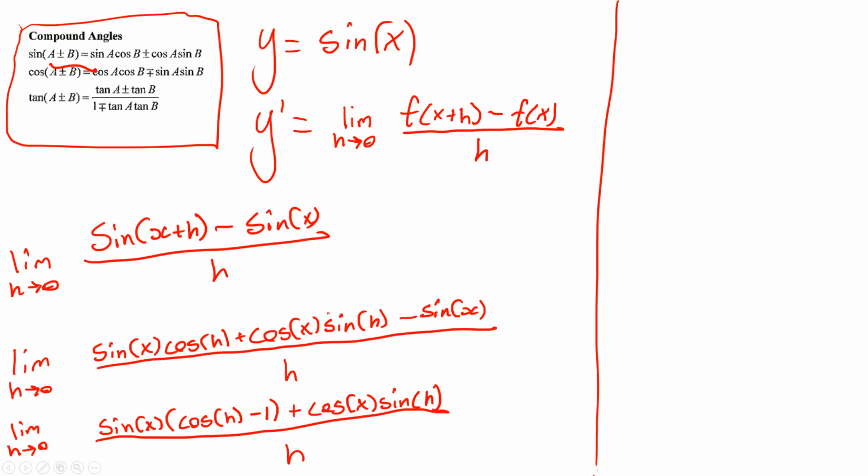Cosine 0 is 1, so that's going to cancel. So sine x is going to cancel, and hence we can split the limits. The limit as h approaches 0 for this first thing is going to be 0 over 0, which is 0, or undefined if you really want to get that thing going. Then cosine x multiplied by sine h over h, as the limit of h approaches 0.